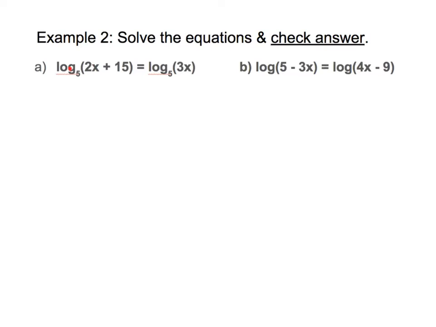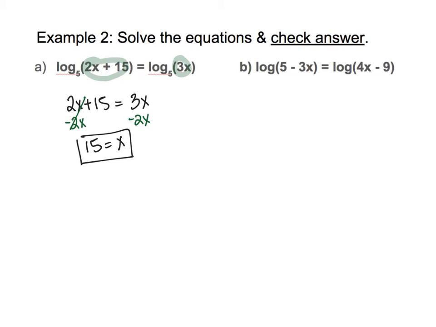First thing I notice is that both of these logs have a base of 5. So that's telling me that I can actually set these two equal to each other. In other words, I have 2x plus 15 equals 3x. The values are going to be equivalent because the bases are equivalent. And then I have to just solve for x. So maybe I'll move this 2x over, subtract the 2x. This cancels, and I have 15 equals 3x minus 2x, which gives me just x. Would you look at that? It looks like I have x by itself, so x is equal to 15.